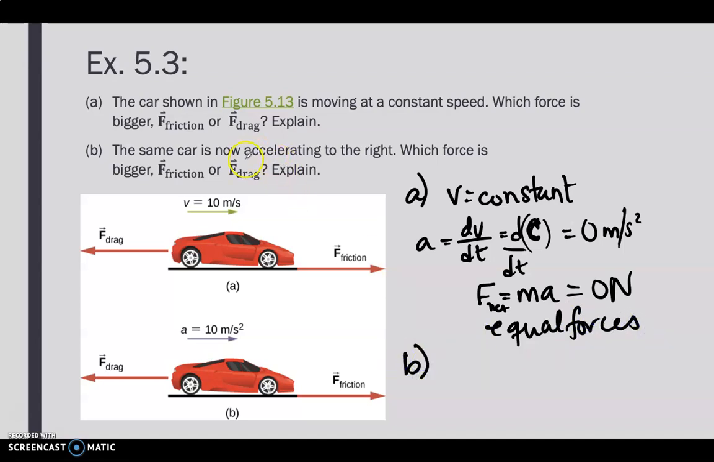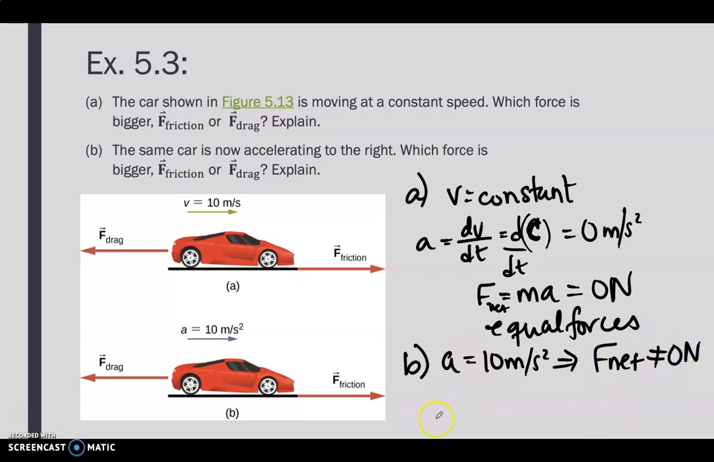All right, for part B, it says that the car is now accelerating to the right. Which force is bigger, the frictional force or the drag force? So now we have an overall acceleration. So we have acceleration of 10 meters per second squared. So this means we do have F net is not equal to 0 newtons.